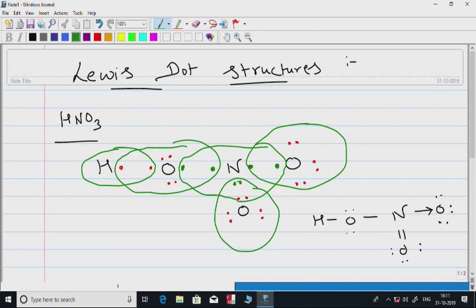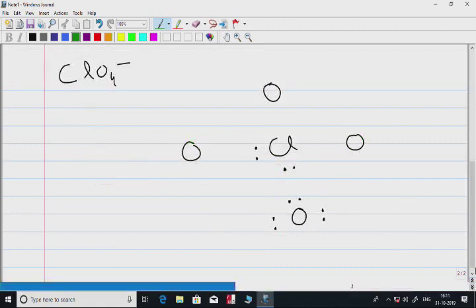Hi, good evening, Kohima. Now guys, in this question, check how many bonds should be present. How many total bonds in ClO4 minus? Check and tell me the number of bonds.